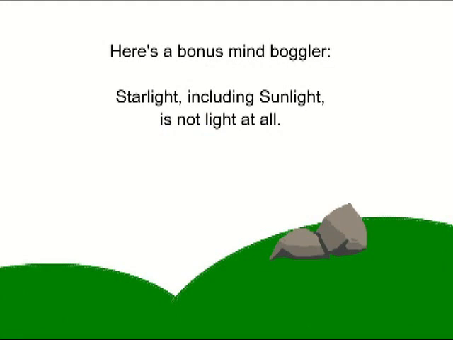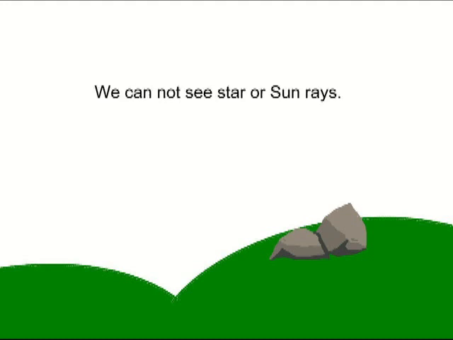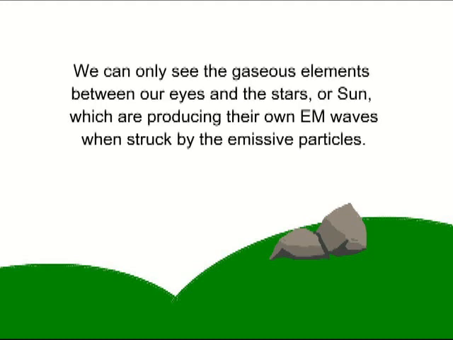Here's a bonus mind boggler. Starlight, including sunlight, is not light at all. We cannot see star or sun rays because they do not have electromagnetic waves. We can only see the excited gaseous particles between our eyes and the star. The gaseous particles are emitting light waves, not the star. The star is emitting radiative particles, which excite those gases, but we cannot see the particles.